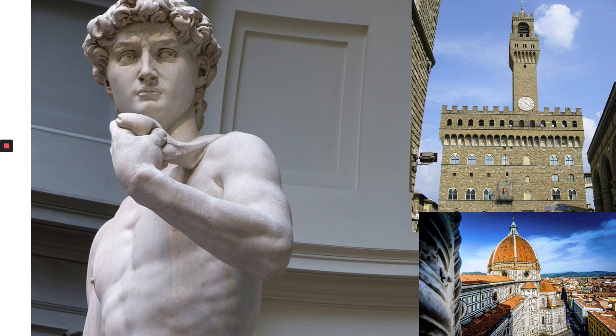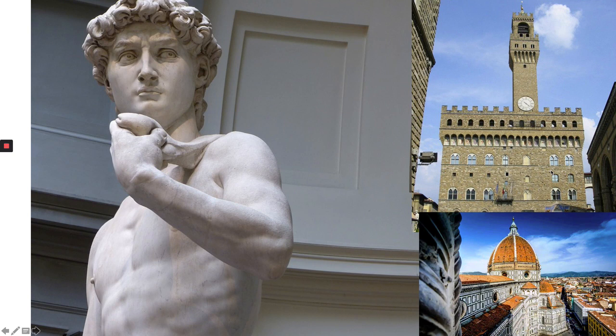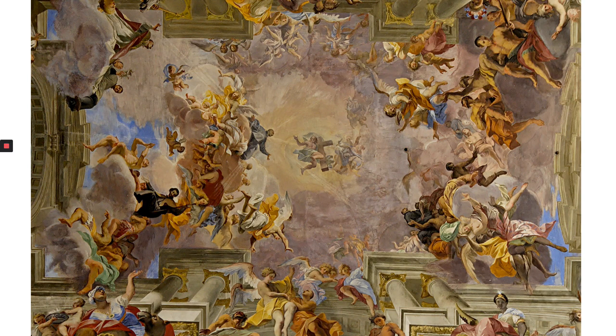But you put it out in front of City Hall, that's a political message. It's a message to show to the rest of the world how great Florence has become. And so art has constantly had an interesting intersection with propaganda. We see similar ideas here. This is St. Ignatius Loyola and his ascension into heaven.